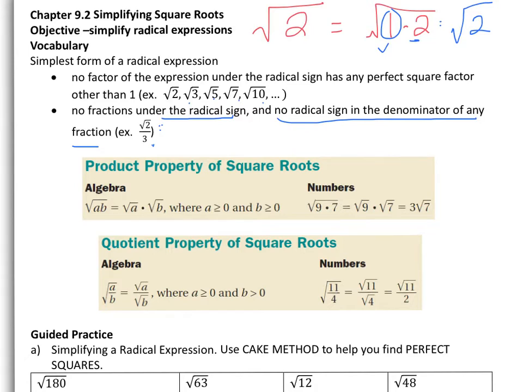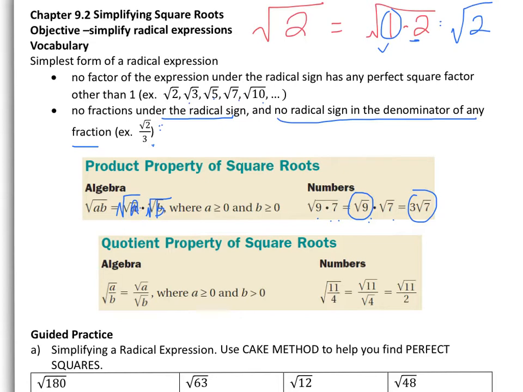The product property of square roots. So radical AB, A times B, you can split it up and let it be equal to radical A times radical B, where A is always greater than or equal to 0 and B is always greater than or equal to 0. So here we have radical 9 times 7. And we can split it up to be radical 9 times radical 7. Therefore, we know that radical 9 is a perfect square, and we can let that be 3 times radical 7. And this would be the simplest form of this radical expression.